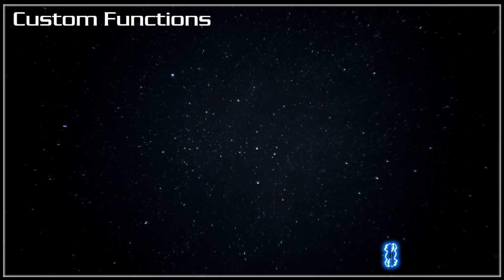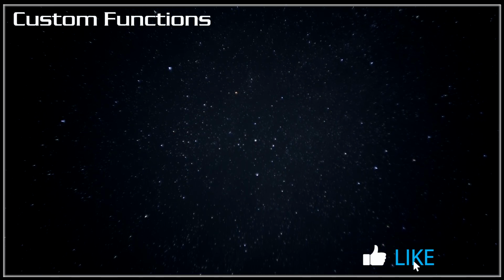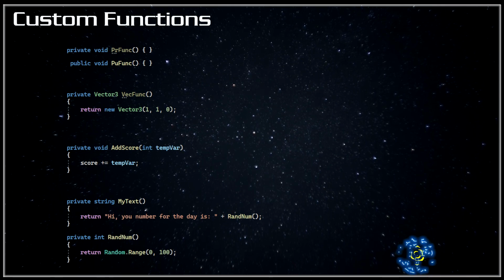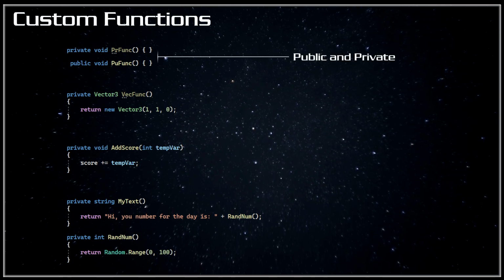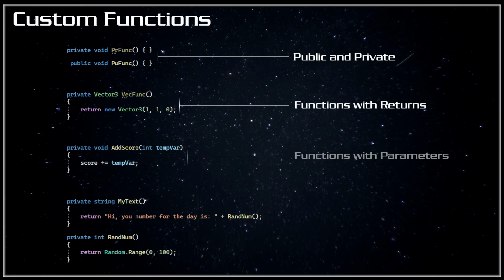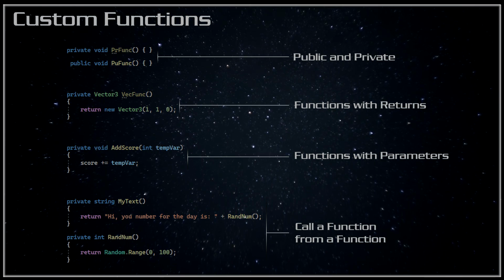Alrighty, so in our game 1 that we just finished, we used a few custom functions, but today we're just going to briefly go over functions in general. We'll cover private and public, void functions, functions with return values, with parameters, and calling functions from within another function. So let's get into it.